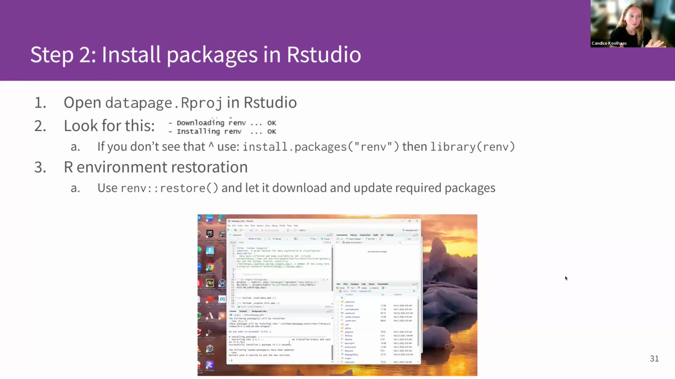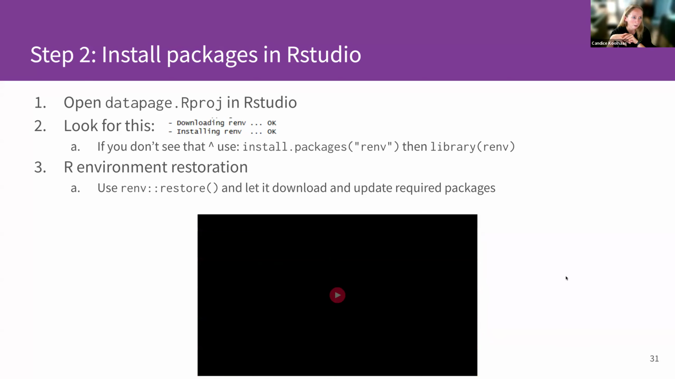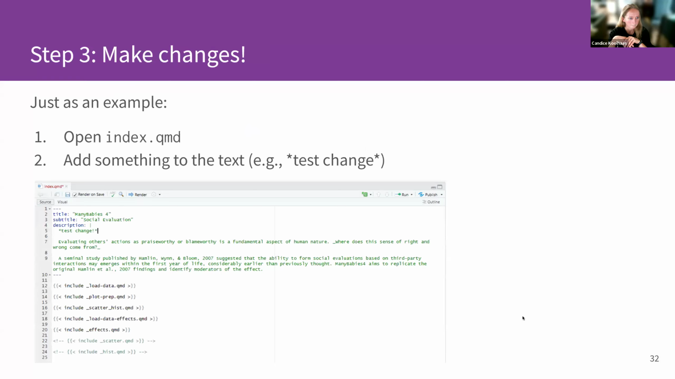So after you have the renv library in your RStudio, you're going to type in that code, renv::restore(), and then that'll automatically put all of the libraries that you need for data pages into your environment. And then now everything's good. You can make your changes. You can do anything that you feel comfortable with.